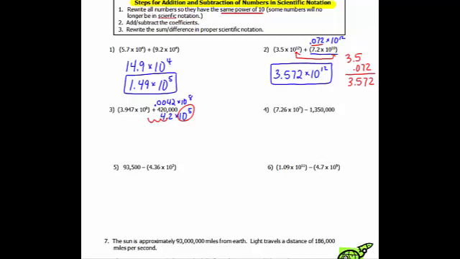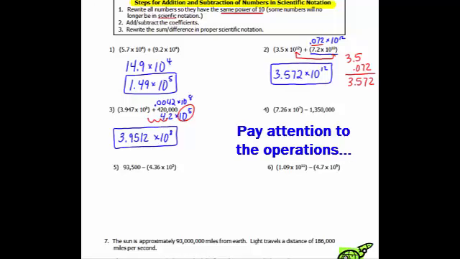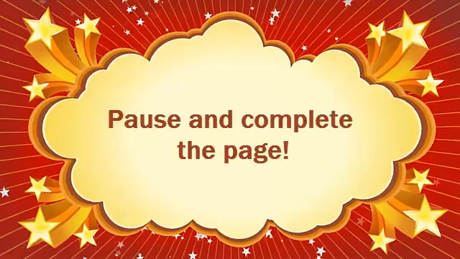Then I can go ahead, I can add my coefficients, and I get 3.9512 times 10 to the 8th. Why don't you pause here and complete the remainder of the page? There are a couple of word problems. Go ahead and tackle those and come back and check your answers.